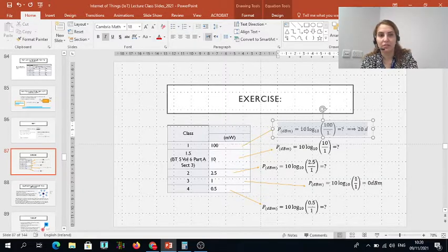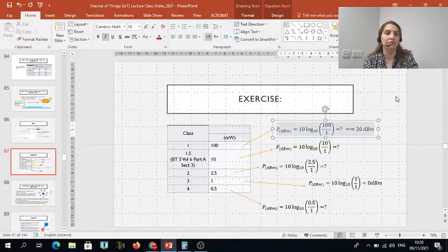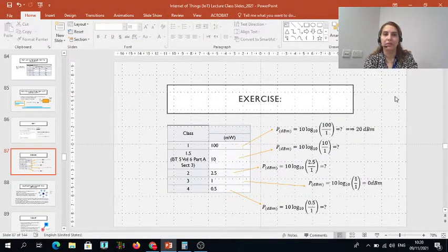The way that we write dBm is we keep the letter B capital and we write the M small. Now, I give you some time to calculate the next ones. So we have 10, 2.5, 1, and 0.5. Go ahead and calculate them right now before I continue and I calculate them myself.